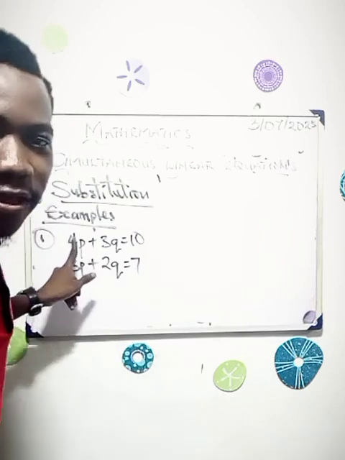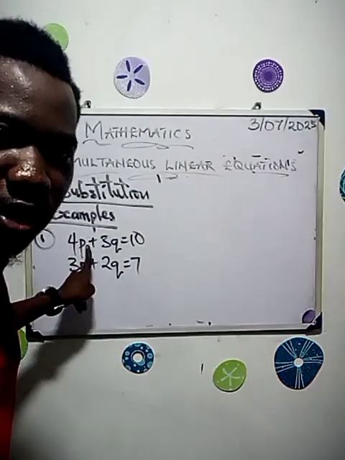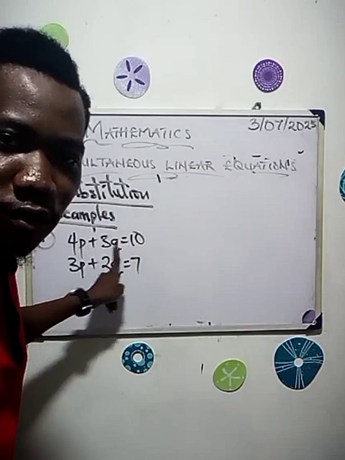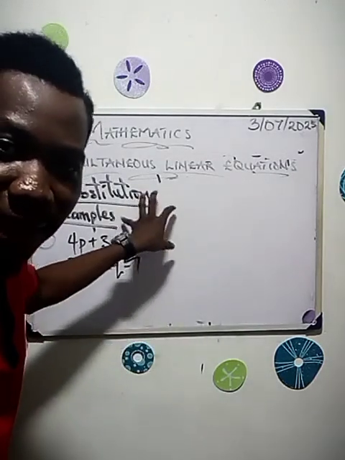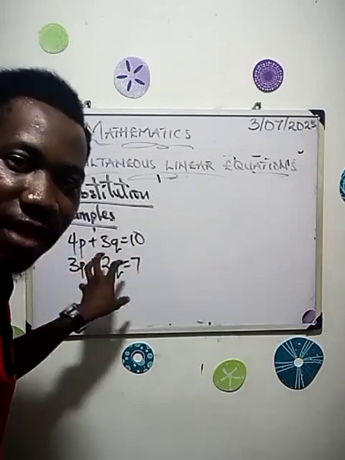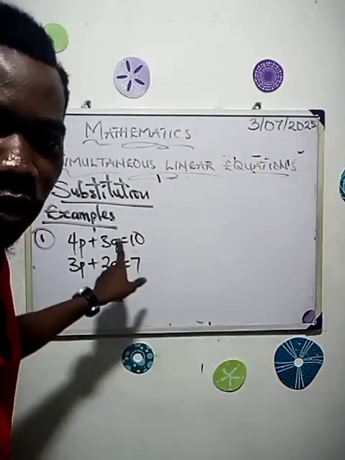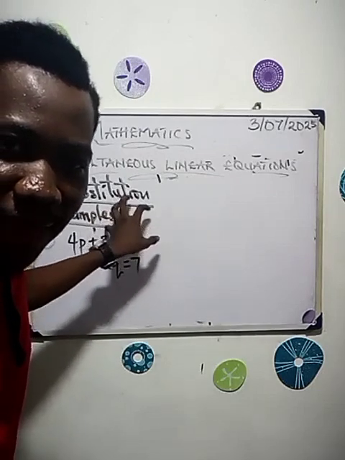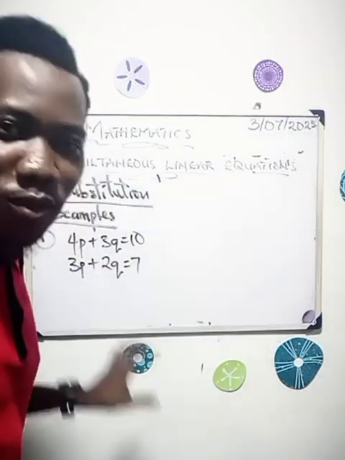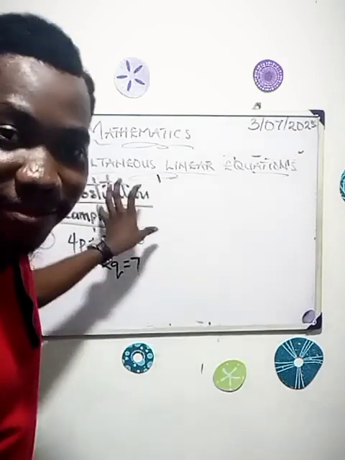So the substitution method involves either starting with P or starting with Q. Make P the subject of the formula, get the value of P, and insert it into equation 2. Or you start with Q: make Q the subject of the formula, get the value of Q, and insert it into equation 2. Or you start with equation 2 and insert it into equation 1.